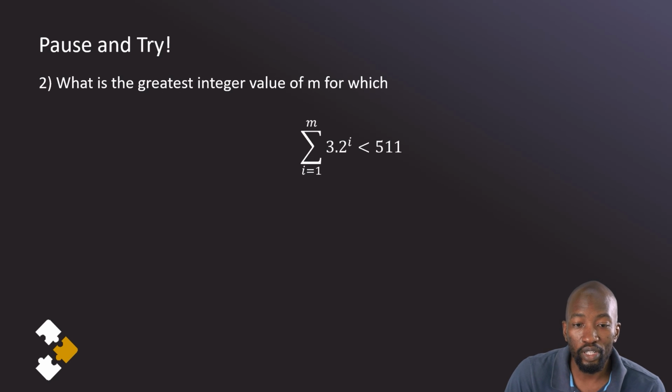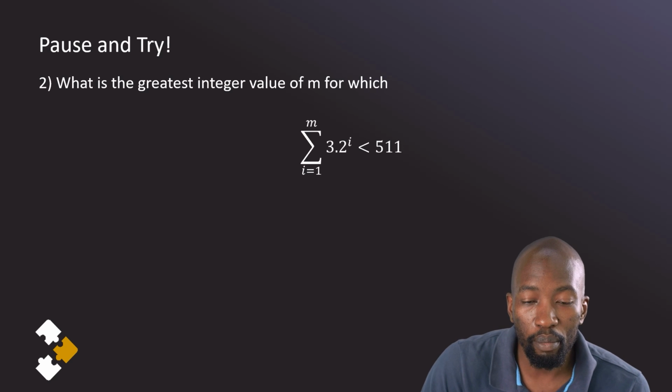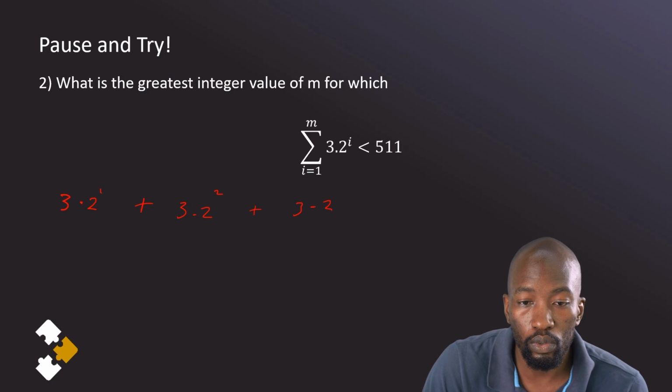Now it's your turn to attempt this. And now that you've attempted it, let's see. So remember, we need to find the first few terms as well. So we'll sub n in to be 1. So we have 3 times 2 to the 1, then plus 3 times 2 to the 2, plus 3 times 2 to the 3, plus this all the way to 3 times 2 to the power of m, right?